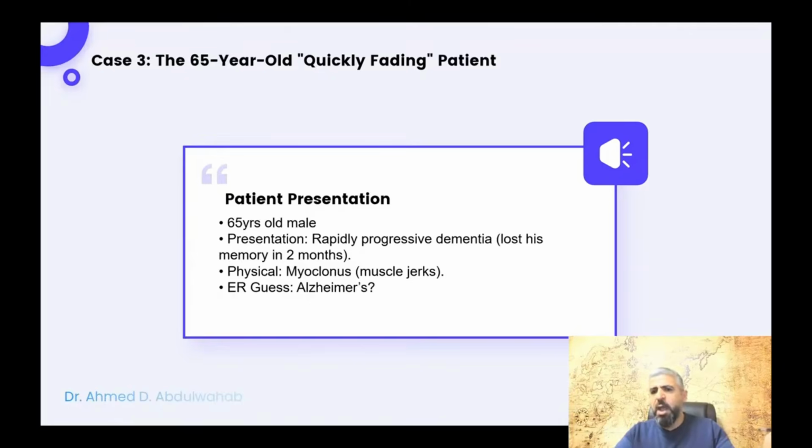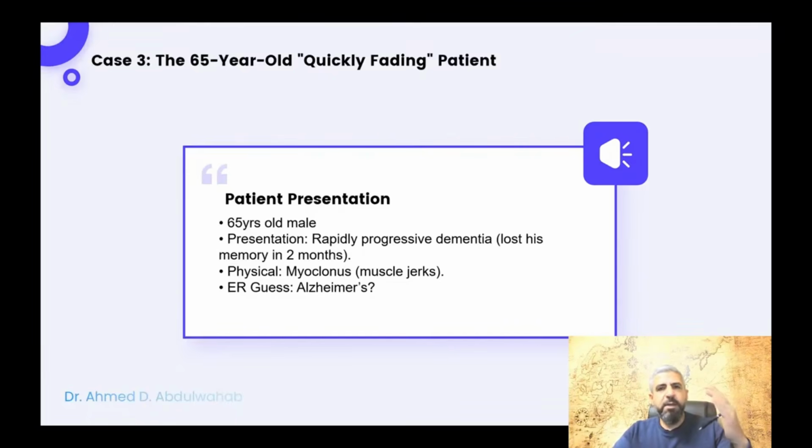Two months ago, he was good. And now he does not know his name and his arms are jerking. Alzheimer's takes years. This took weeks. This is a rapid mystery, okay? Physical examination shows myoclonus, or muscle jerks. The ER guessed Alzheimer's.